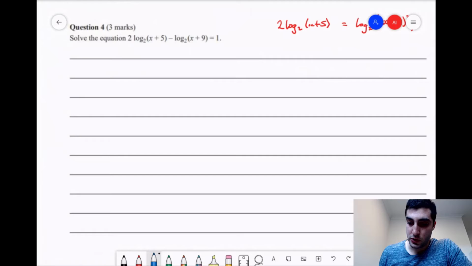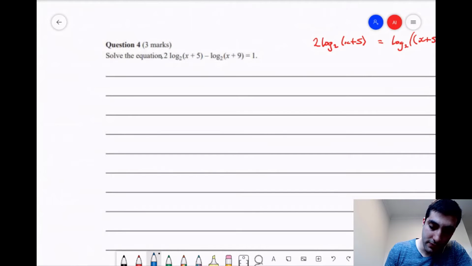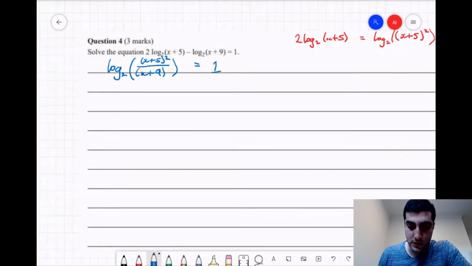So a combination of both of those rules: the first step, and then the second step, the subtraction of the logs, which ends up being division. So what we should have is log base 2 of (x + 5) squared divided by (x + 9), and that's going to be equal to the right hand side, which stays the same as 1.